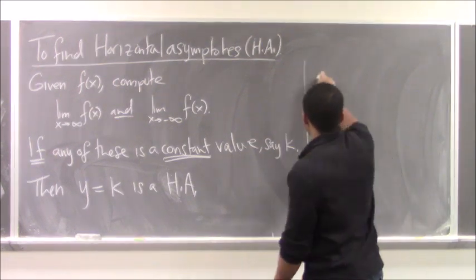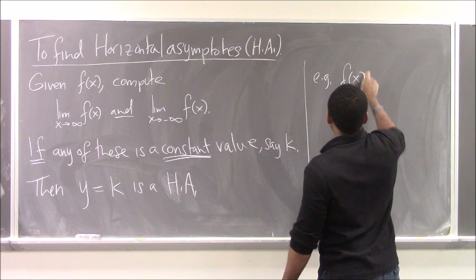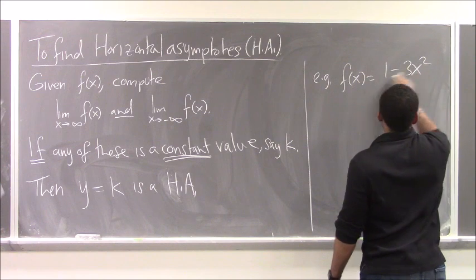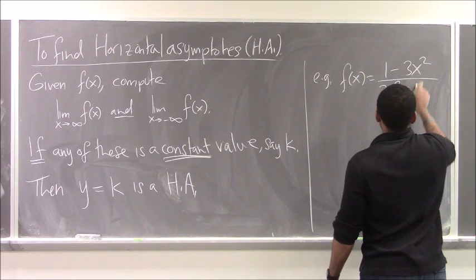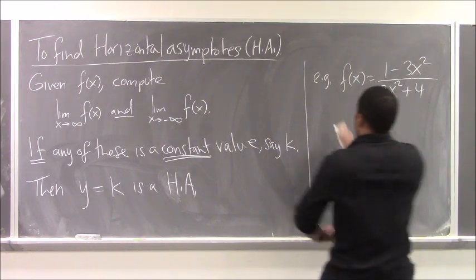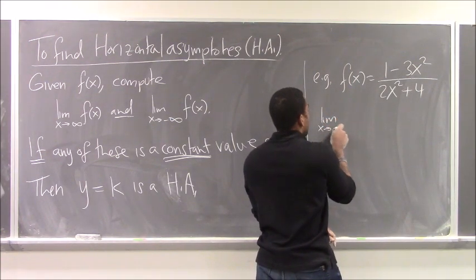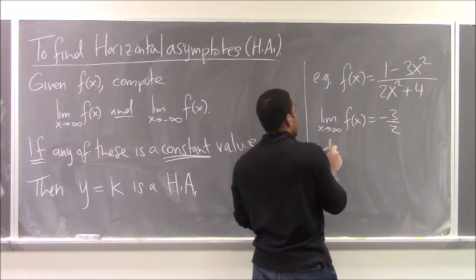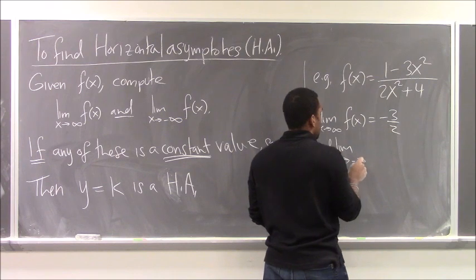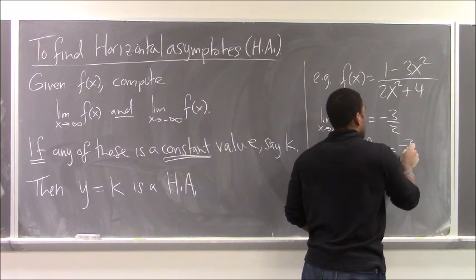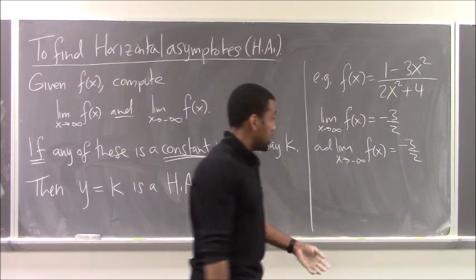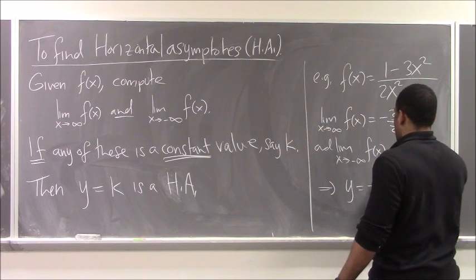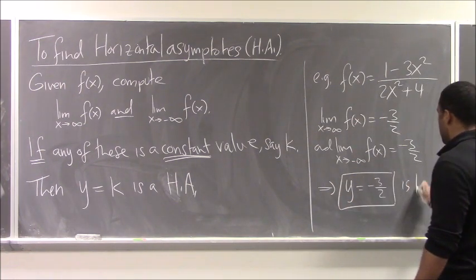So, example. Say f of x equals, I don't know, 1 minus 3x squared over 2x squared plus 4. If I take the limit as x approaches infinity of f of x, I would get minus 3 over 2. And the limit as x approaches negative infinity of f of x is also minus 3 over 2, because of the ratio of leading coefficients. This means y equals minus 3 over 2 is an HA.